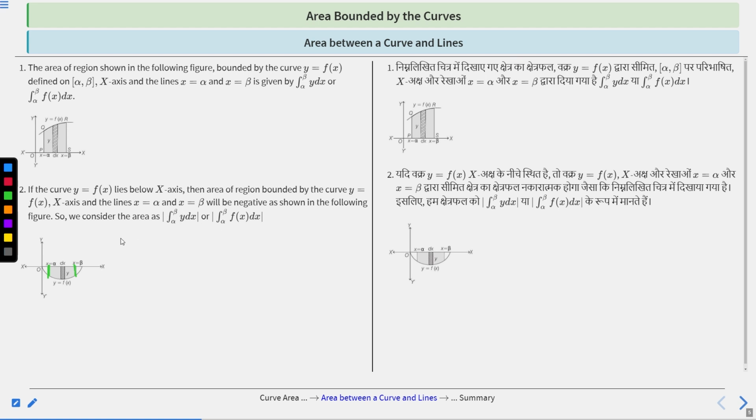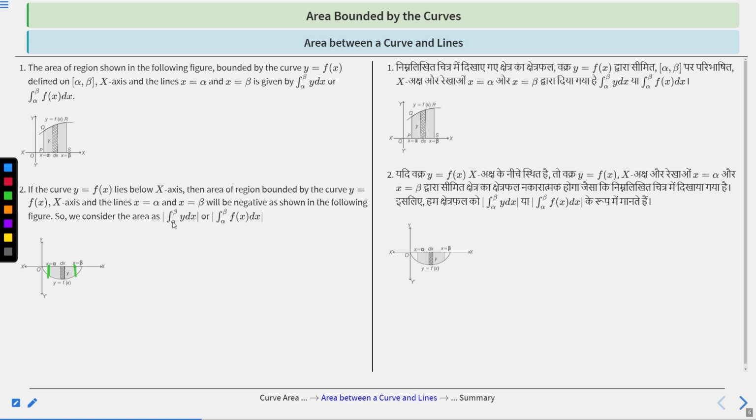So we consider the area magnitude. Area can never be imagined as negative. Suppose we have some surface, then how can we say that this surface has minus 5 centimeter square area? It is unimaginable. Therefore, if by integrating certain functions between two intervals a negative sign comes, then we will consider the magnitude of that integral as the area under the curve between these two intervals.